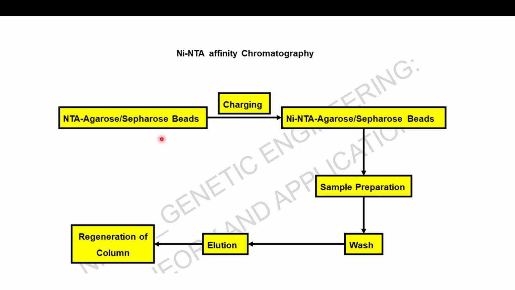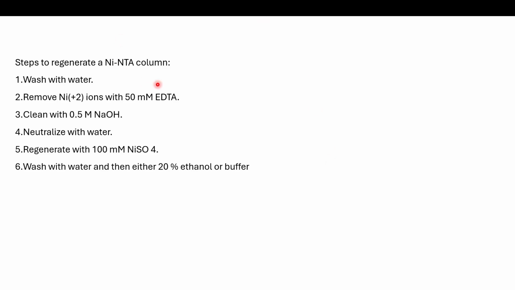So nickel affinity chromatography, we have seen, like you charge the matrix, you prepare your samples, pass the samples through the matrix, and then elute it out using higher imidazole concentration. Okay. Now, what are the steps to regenerate a nickel NTA column? You first wash it, after multiple uses. I think a particular column after being freshly regenerated can be used.